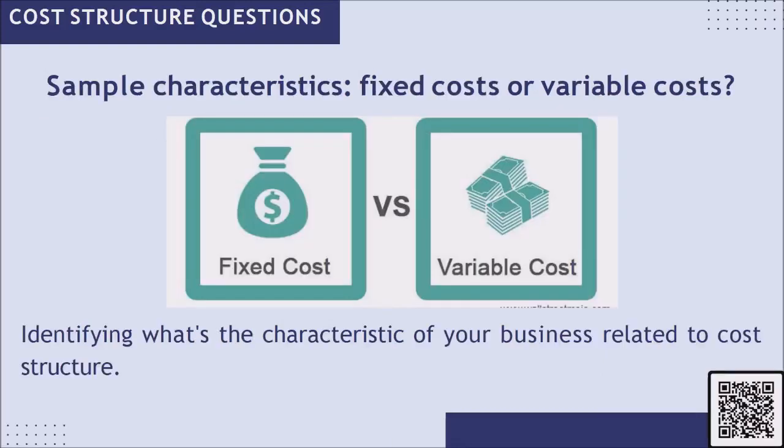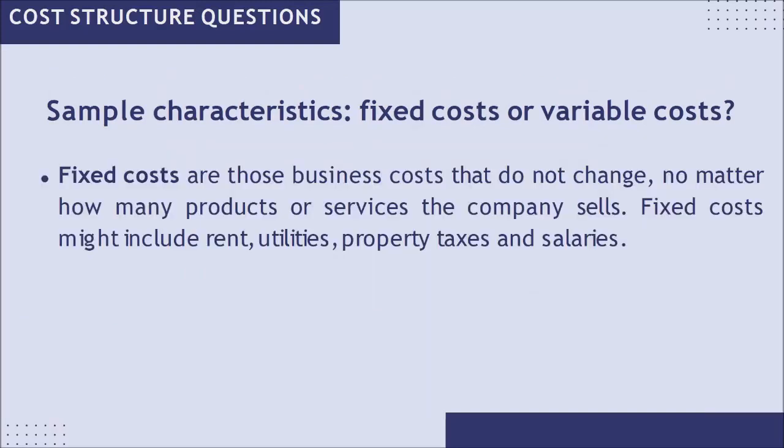Sample characteristics: fixed costs or variable costs. This is identifying what's the characteristic of your business related to cost structure. If it is fixed costs, these are the business costs that do not change no matter how many products or services the company sells. Fixed costs might include rent, utilities, property taxes, and salaries.